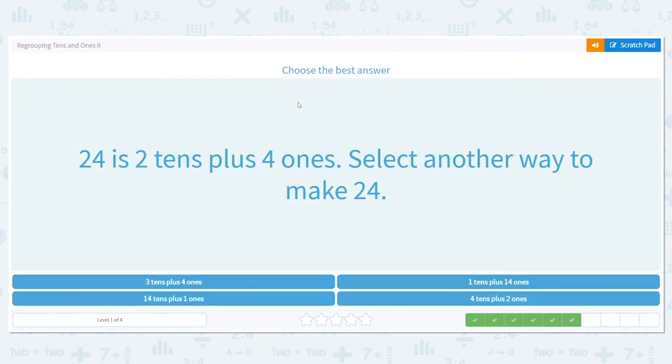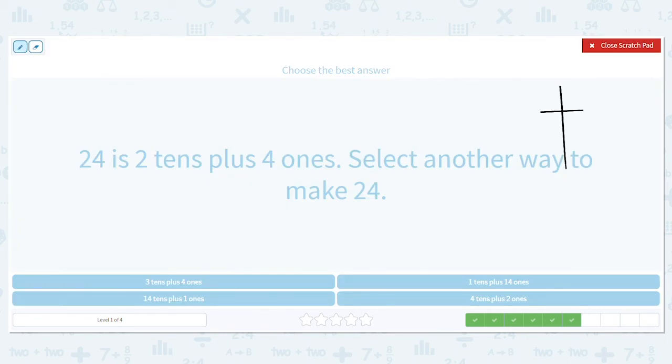Next, 24 is 2 tens plus 4 ones. Let's make 24 a different way. Tens here, ones here. 24. I go to the tens. I make it a 1. So I'm taking that group of 10 and I'm giving it to the 4. So now that becomes 14. Because you can't just throw out that 4. You got to put them together. So we have how many tens? 1 ten, 14 ones.